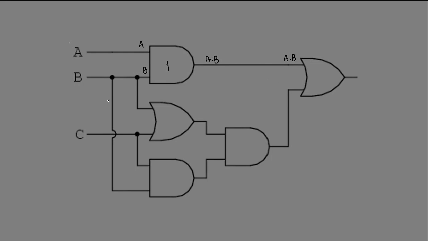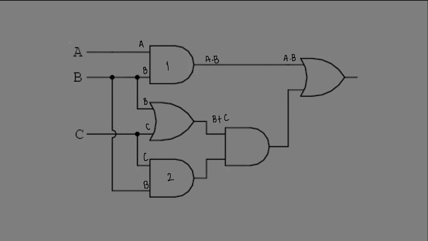Now let us see the second. For this OR gate, B is acting as an input. Then another input C is acting as an input, coming straight to this. Since it is an OR gate, the output of the OR gate will be B plus C, which is acting as an input for this AND gate. Now AND gate number 2. For AND gate number 2, the first input is C and the second input, you can see, is coming from B.